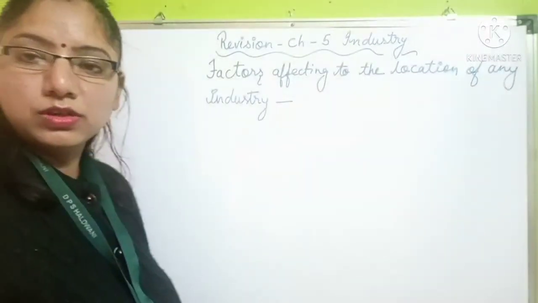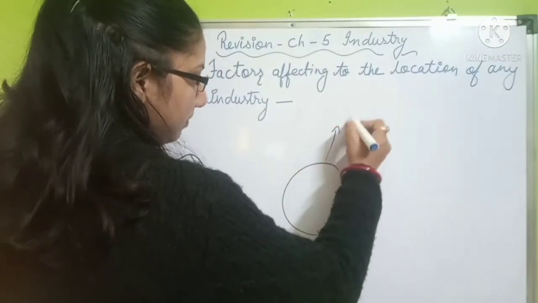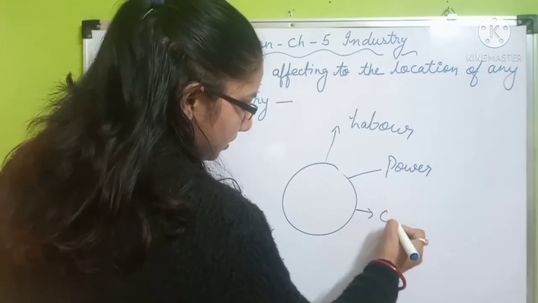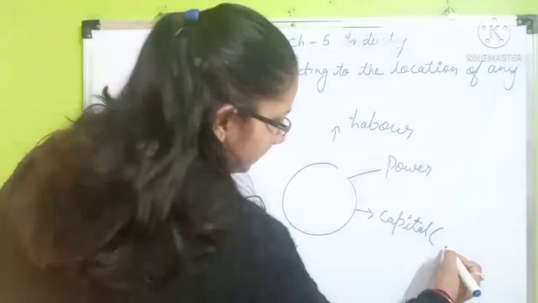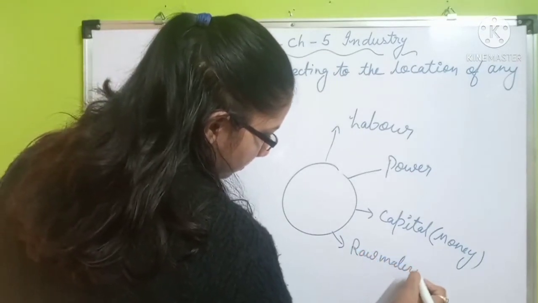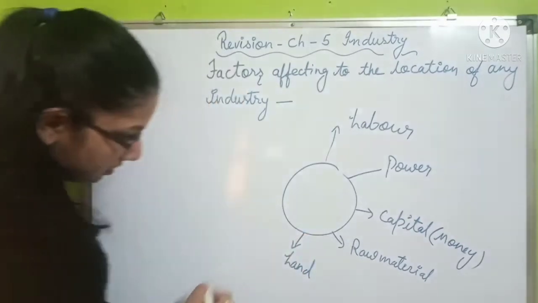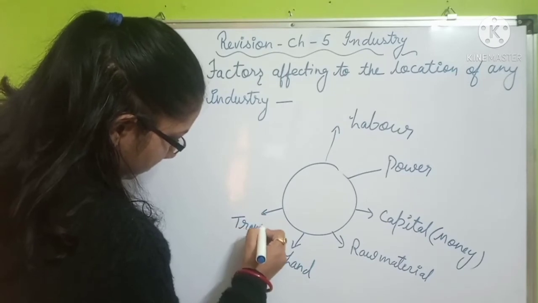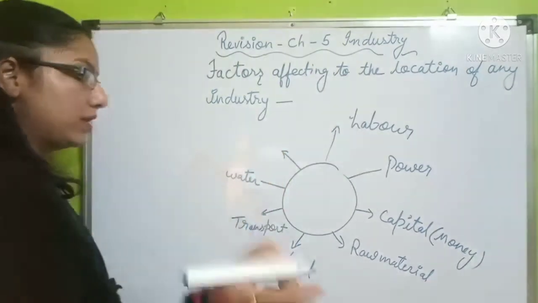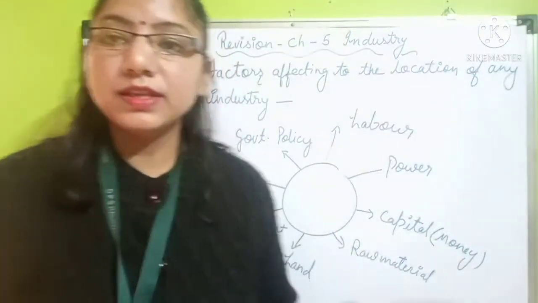But generally we can include, number one, labor. Number two, power. Number three, capital, or we can say money. Number four, raw material. Number five, land. Transport. Water. And one more important, that is the government policy. We can include many more, but in a circle I'm telling you. There are more than these factors, but these are the general factors.